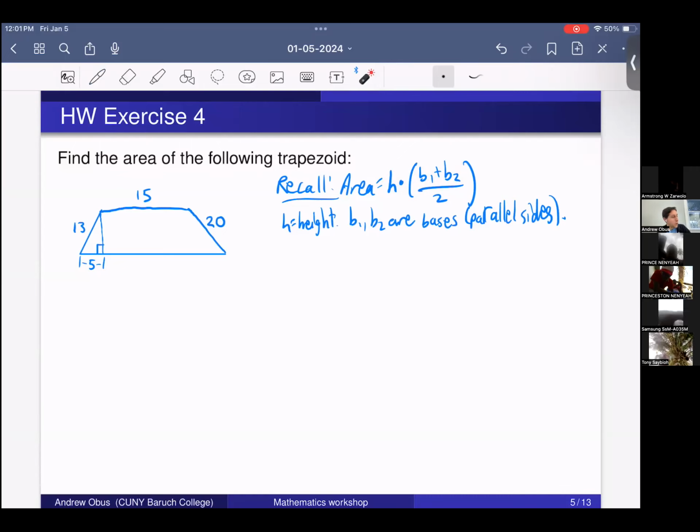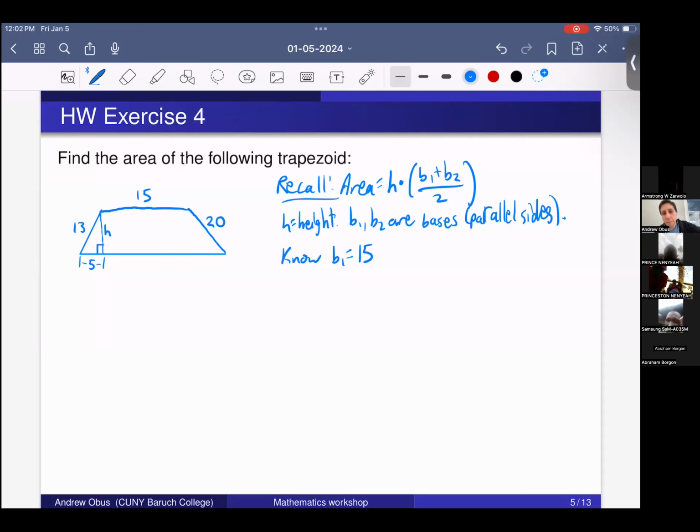In particular, we found one of the numbers. You can call this B1, this top side, that's equal to 15. So if we want to find the area, we need to be able to find the height, which is given by this length over here, h. And then we need to find B2, which is the length of the entire bottom side of the trapezoid. When we derived this, we did this using areas of triangles last time. But this time, we just have the formula.